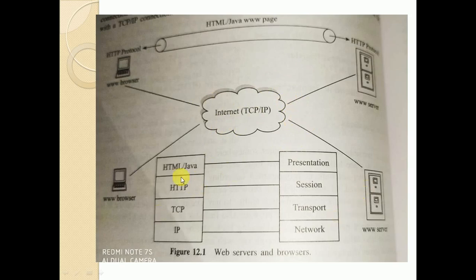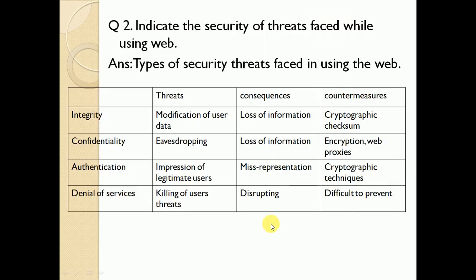Mainly, the web browser is connected through the internet to the web server, which makes use of these different layers, where you can use LAN, MAN or anything, providing different kinds of services. Let's see the next question.